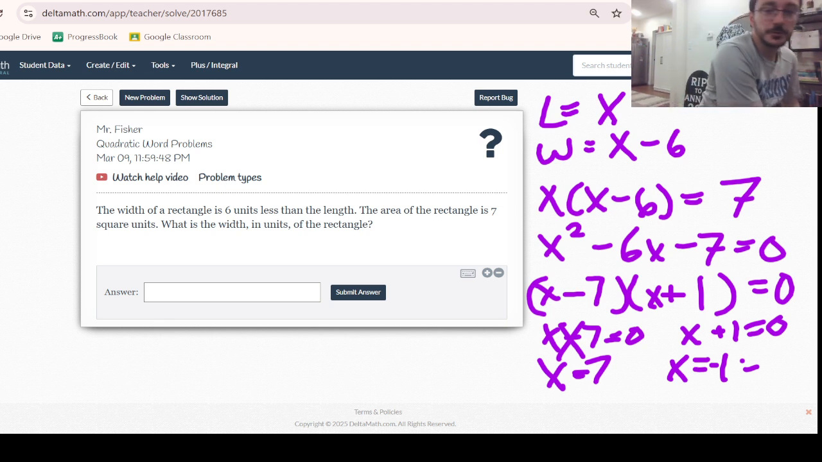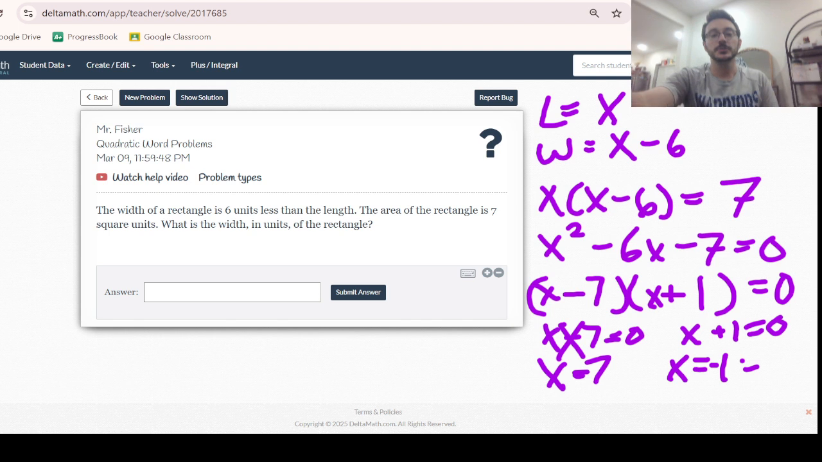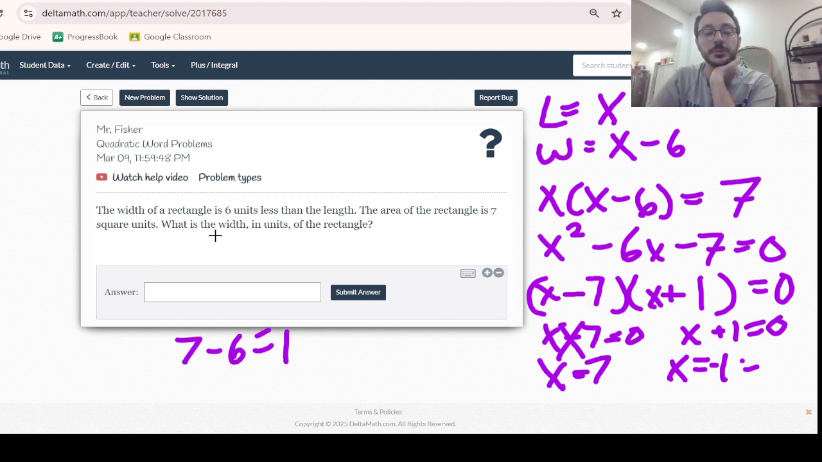So you're going to have to use the 7 there. So 7 is your length. So up here, if it asks for length, that'd be your 7. If it asks for width, you just plug it in. 7 minus 6 equals 1. We know to use that number because it wants width. And again, if it asks for length instead, so just make sure you're reading the question, you would just use the 7 as your answer.